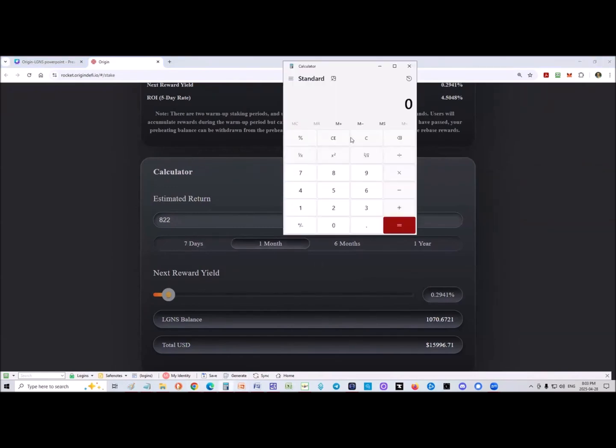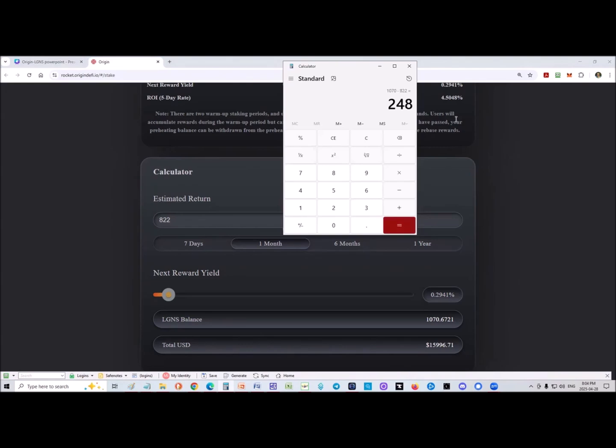So again, to recap, we started with a $500 deposit. We allowed a 1 year full compound, and we ended that year with 822 LGNS in our stake account, our main wallet. So here we start with 822 going into the beginning of what would be the 13th month. If we allow that 822 LGNS to compound out for a 1 month period, you can see we started the month with 822 LGNS. We ended the month with 1,070 LGNS.